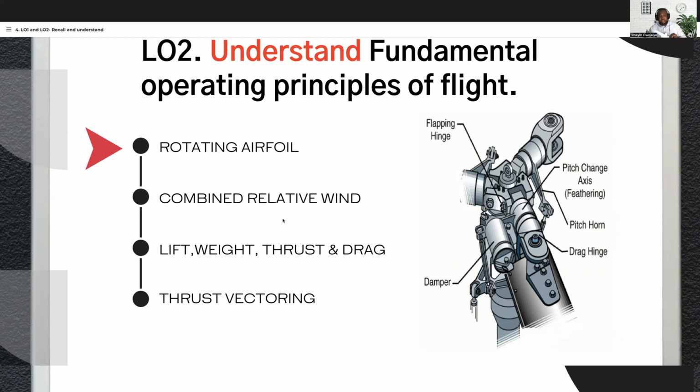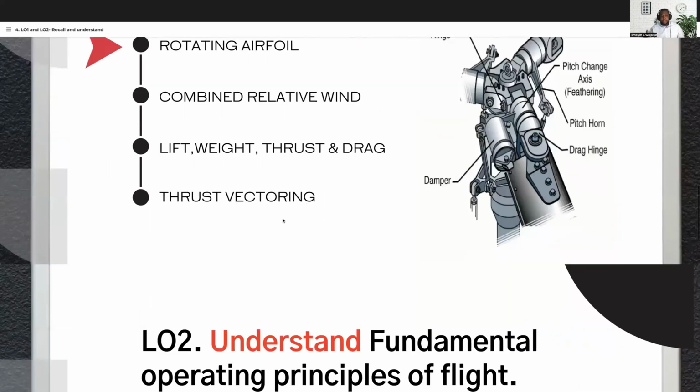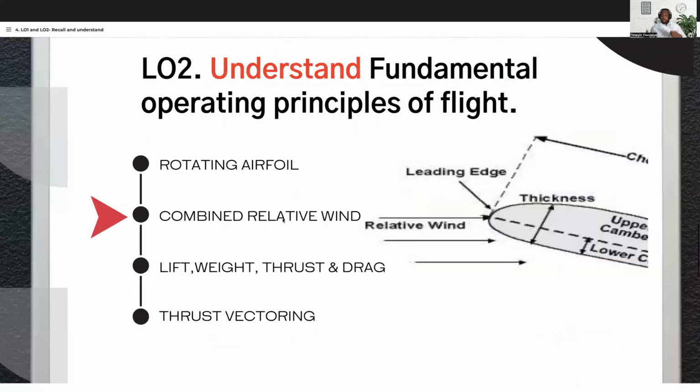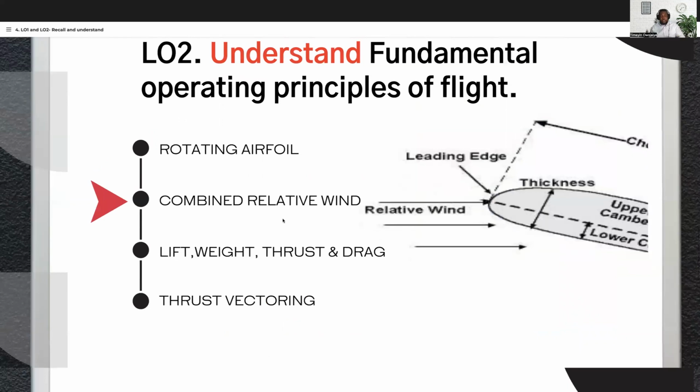And that's the primary principle: lift is generated by rotating airfoils, which are the rotor blades. The next important thing is that angle of attack that I asked you to think about. For fixed wing airplanes and rotary wing aircraft, the definition of angle of attack remains the same. It's basically the angle between the chord line and the relative wind.